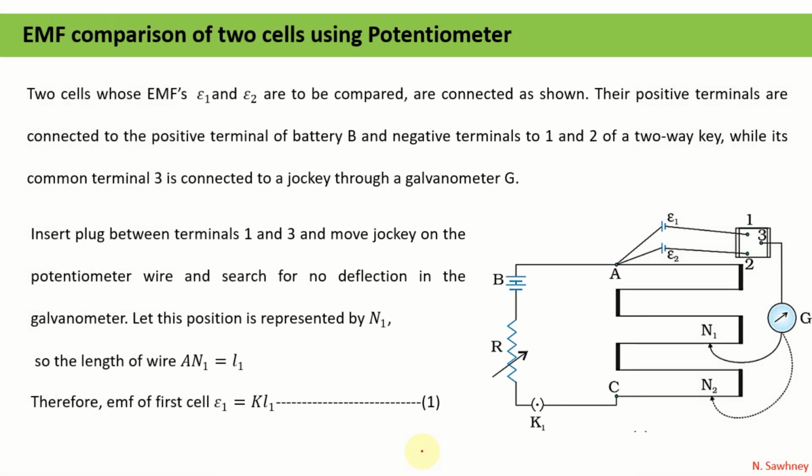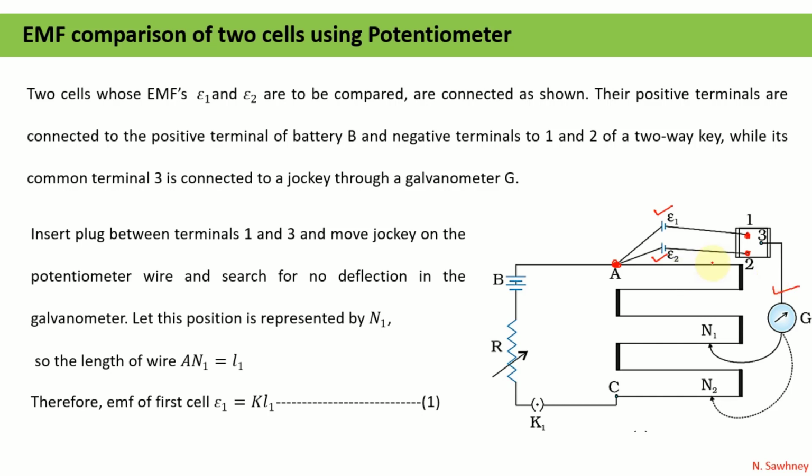Now let us use this principle of potentiometer to compare the EMF of two cells. Let the two cells be represented by EMF E1 and E2, and they are connected to the potentiometer in the manner shown in the circuit. Their positive terminals are connected to the positive terminal of the battery, that is at point A, and the negative terminals are connected to a switch at terminals 1 and 2, that is a two-way key, and the common terminal 3 is connected to a jockey through a galvanometer, as shown in this manner.